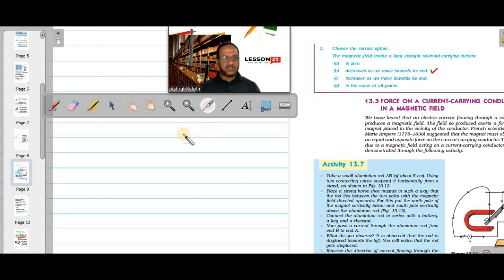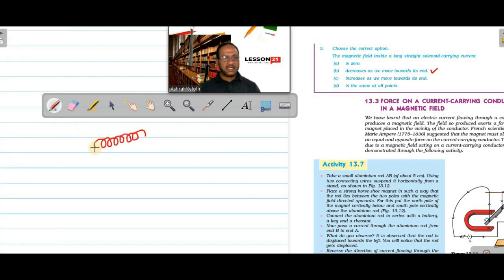Actually, when we take a solenoid, there is an equation for the magnetic field inside the solenoid, at the middle and at the end. At the middle of the solenoid, the magnetic field is given by B is equal to mu naught n I. Mu naught is a constant, n is the number of turns per unit length, I is the current. This equation comes in 12th standard. This is the equation for the magnetic field at the middle part.